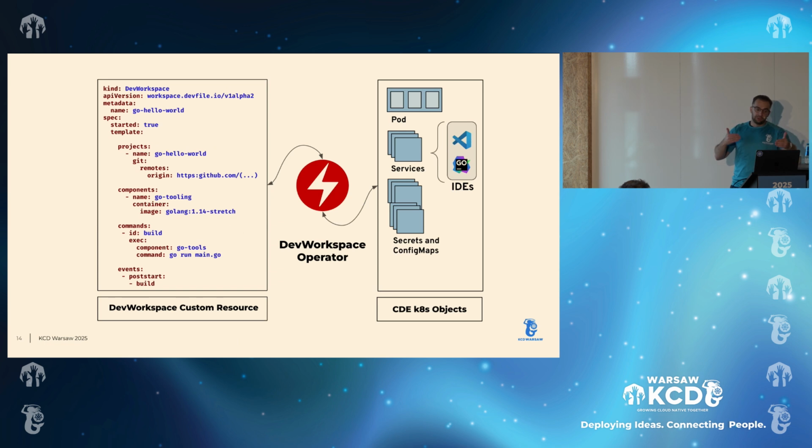And how it all works. Dev Workspace operator is in charge of the life cycle of the DevWorkspace custom resource object, and creates the Kubernetes objects accordingly, which boils down to pods, services, secrets, and config maps.